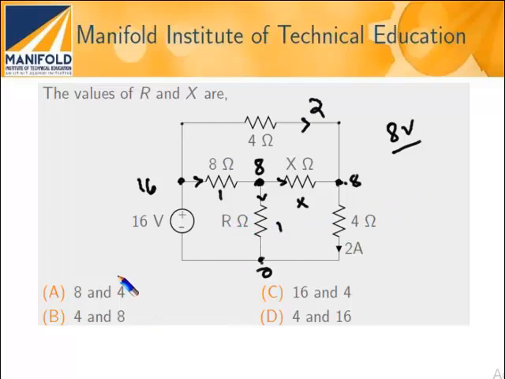I have only one option with 8, so I don't need to check the others. So the answer is option A.